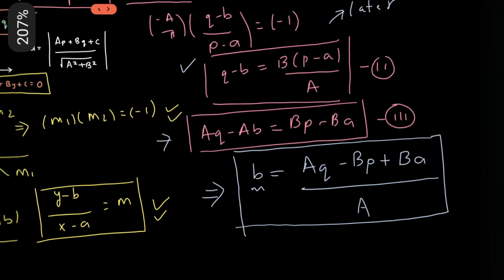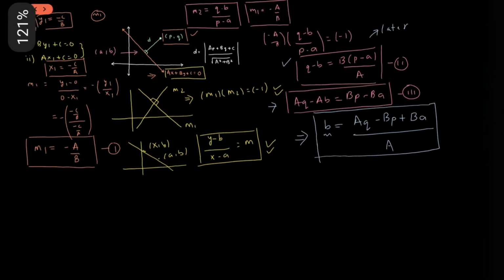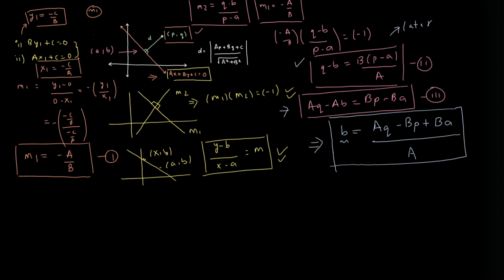What I can see over here that is still missing, the fact that we have still not utilized, is that the point a comma b lies on this orange line. These are the coordinates of this particular point where the perpendicular is meeting the orange line. So ultimately this will lie on the orange line.